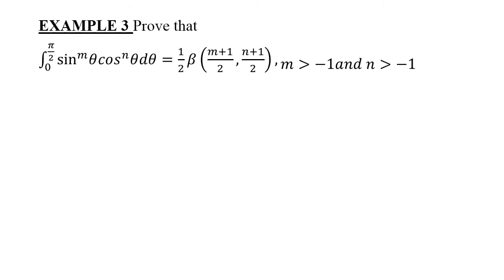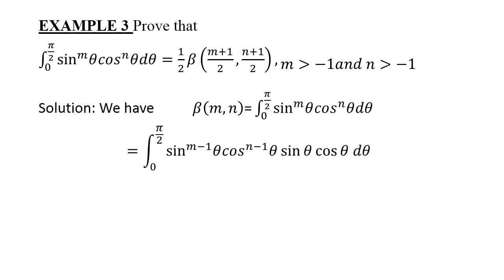Now come to the next example. We have to prove that the integral from 0 to pi by 2 of sin to the power m theta cos to the power n theta d theta is equal to 1 by 2 beta((m plus 1) upon 2, (n plus 1) upon 2), where m and n both are greater than minus 1. This example you can also find in the reduction formula. You can solve it using the reduction formula. Here we use the beta function.